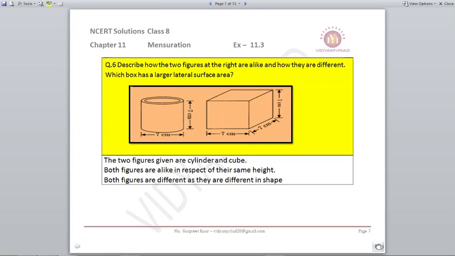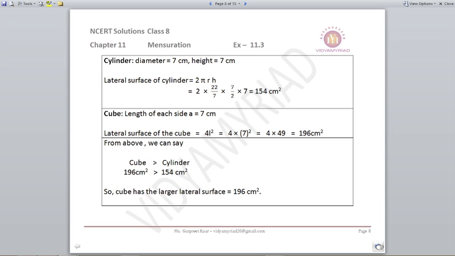Okay, but they are different also. Why they are different? Because they are different in shape, so we are using different formulas for it. One is cylinder, one is cube. Now they are asking which box has a larger lateral surface area. We need to find out the LSA of cylinder. We need to find out the LSA of cube. Now please remember, LSA or CSA both means the same thing. So if you know CSA, just put the formula.